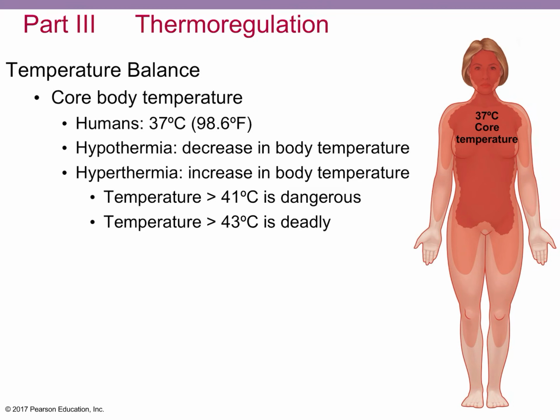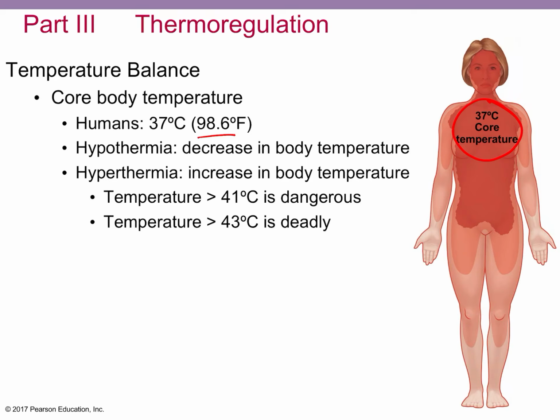All right, so this is part 3 of chapter 21. We're going to start with thermoregulation. So our body is able to regulate body temperature, keeping our core body temperature at 37 degrees Celsius, 98.6 Fahrenheit, but we'll use Celsius.